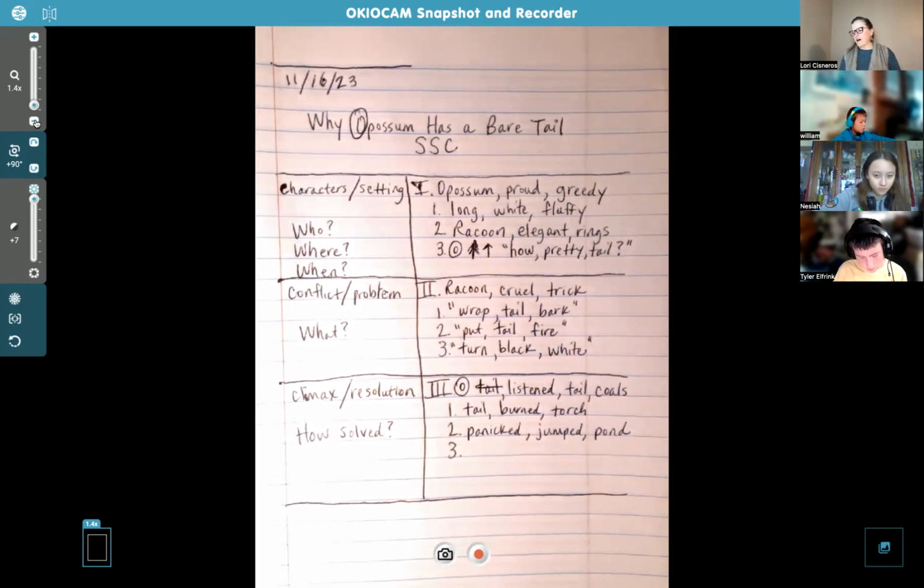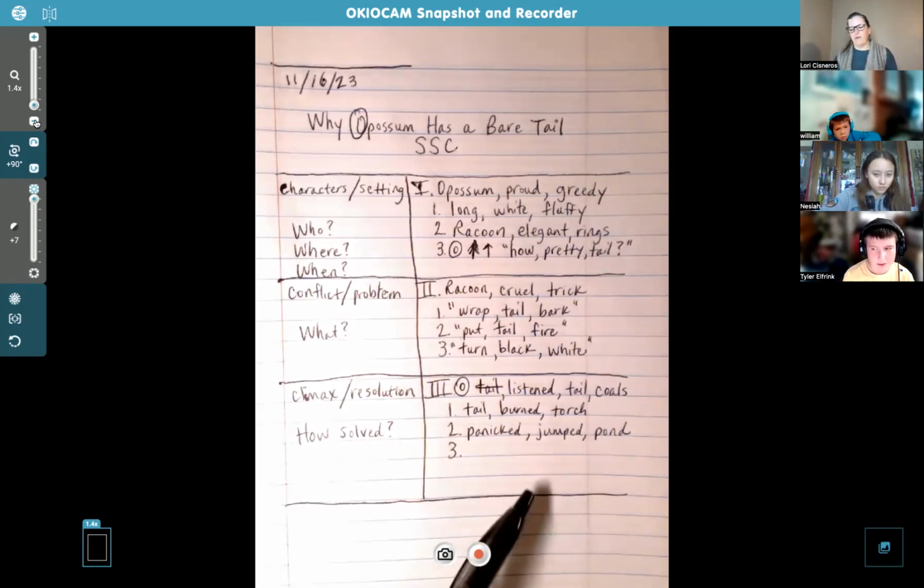And so this is how it's getting resolved now. He had a couple of problems, right? Poor Opossum. One problem was he was greedy and he wanted to change his tail. He should have just stopped right there and said, I need to be thankful for my tail. But that was a problem. He wanted a better tail.